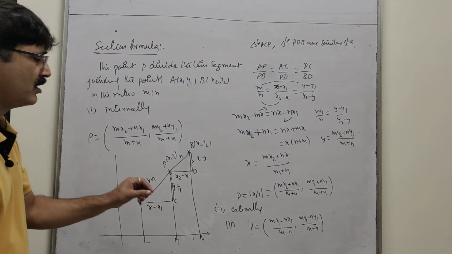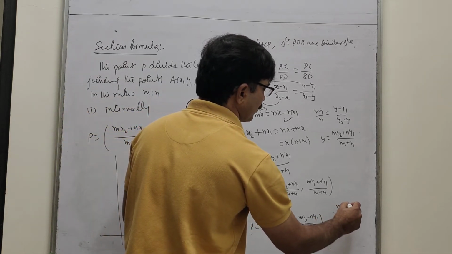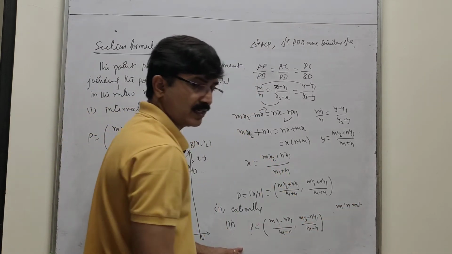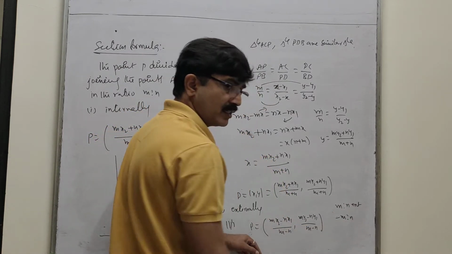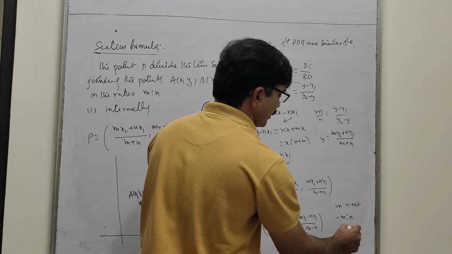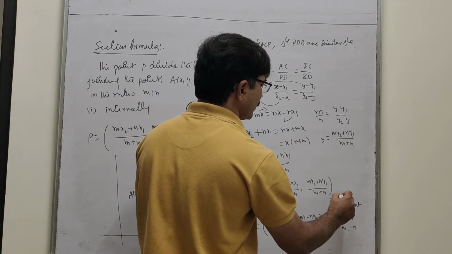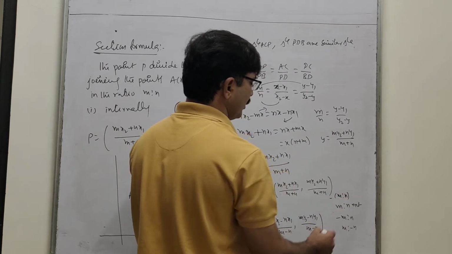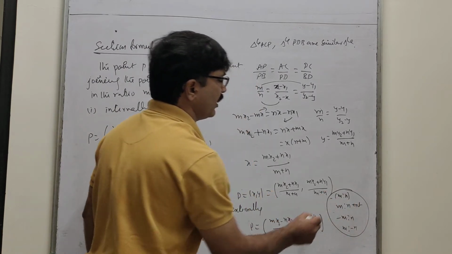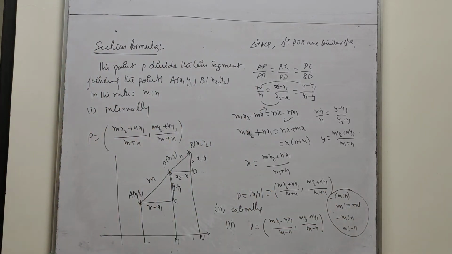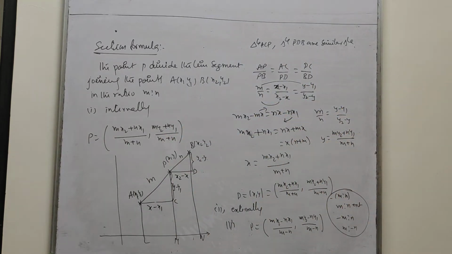External division is very important. People write the ratio like this, m is to n externally, or some people indicate it with a minus sign, minus n, and the meaning is the same. Some people write it differently. All of these indicate external ratios only.